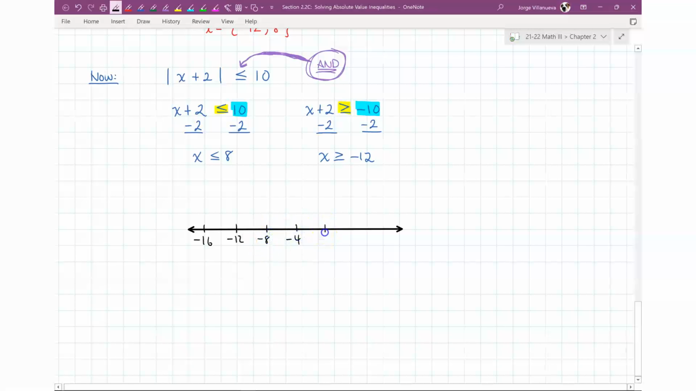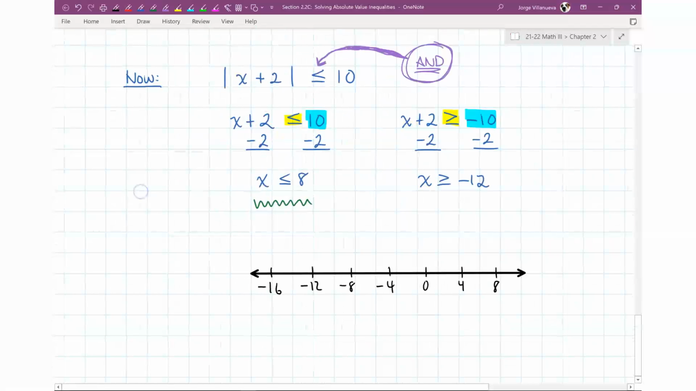Negative 4, 0, 4, 8. So that covers everything. We're going to do this kind of quick because we did lose some time with some tech errors. So this one right here, when I graph x less than or equal to 8, it's going to be a solid circle at 8, and it's going to be going to the left because the inequality is a less than, so it's pointing to the left.